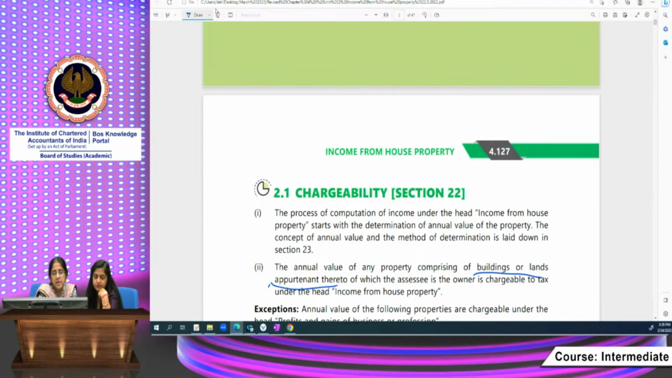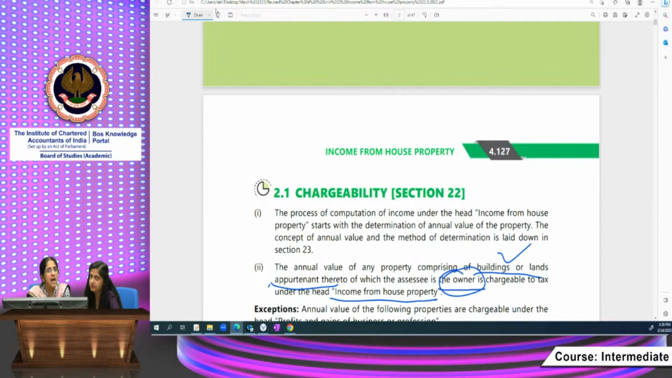Building or land appurtenant thereto, of which the assessee is the owner, is chargeable to tax under the head income from house property. So definitely there should be a building. Land may be appurtenant thereto, but if it's only land, then it is not chargeable under this head. If it's a vacant land, it's not chargeable under the head income from house property. The assessee should be an owner.